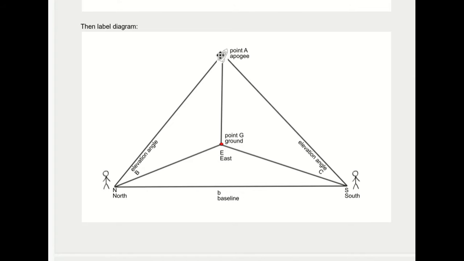Whenever it reaches the apogee, this guy is going to measure the elevation angle. We're going to call this angle B, the elevation angle from the north, and angle C is going to be the elevation angle from the south. So we have N for north, S for south, little b for baseline, big B for elevation angle from the north side, big C for elevation angle at the south side, point A is apogee, and point G is the point on the ground directly below the rocket. So make sure you have this drawn in your notes.